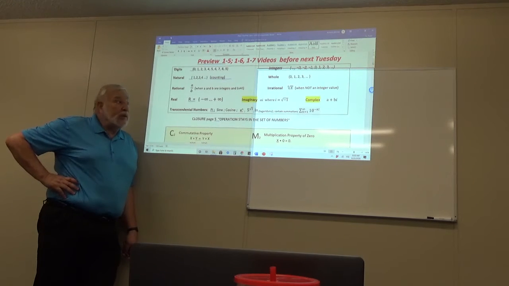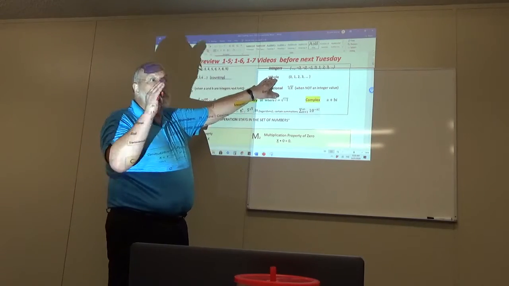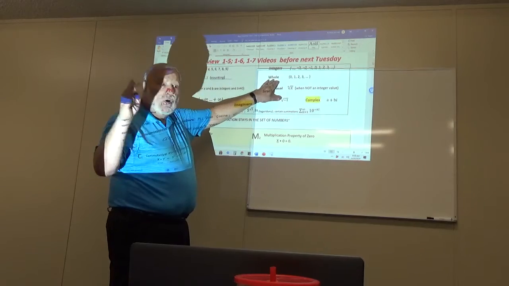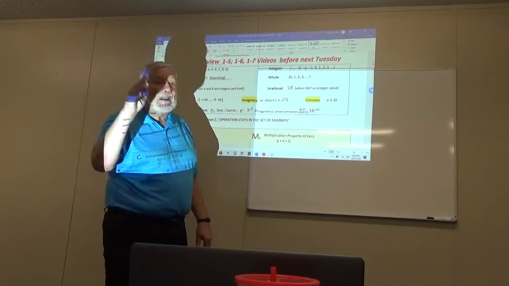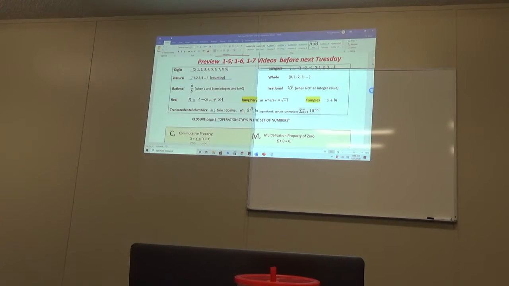No, because 1 divided by 2 is a half. That's not a whole number. All right, what about subtract? Not always. You can get negative, right? So whole numbers are not closed for subtraction, but whole numbers are closed for addition and multiplication. That's what closure is talking about.